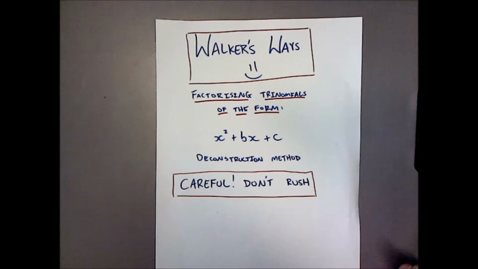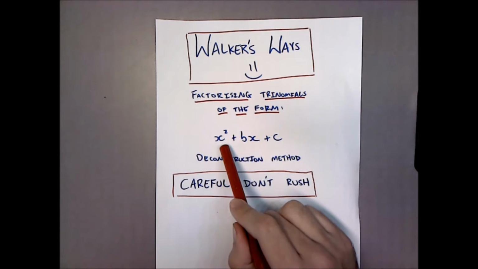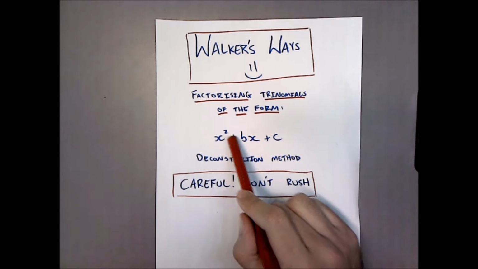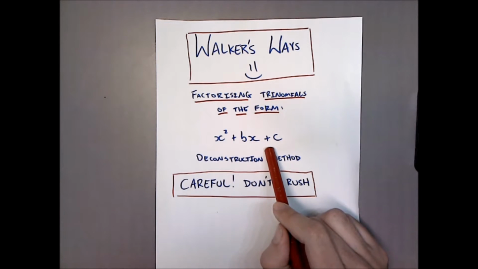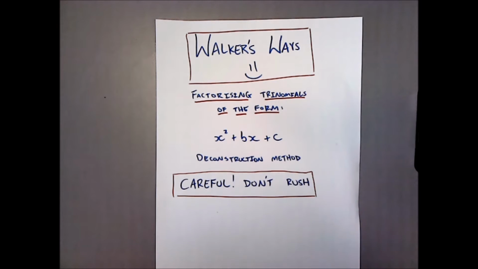Hi everyone, in this video what I'm going to show you is how to factorize trinomials of a particular form, and that form is where you've got three terms, the first one being 1x squared plus some number of x plus a constant at the end that doesn't have an x. And the method that I'm doing today is called the deconstruction method, and you'll see why when I start doing some examples.